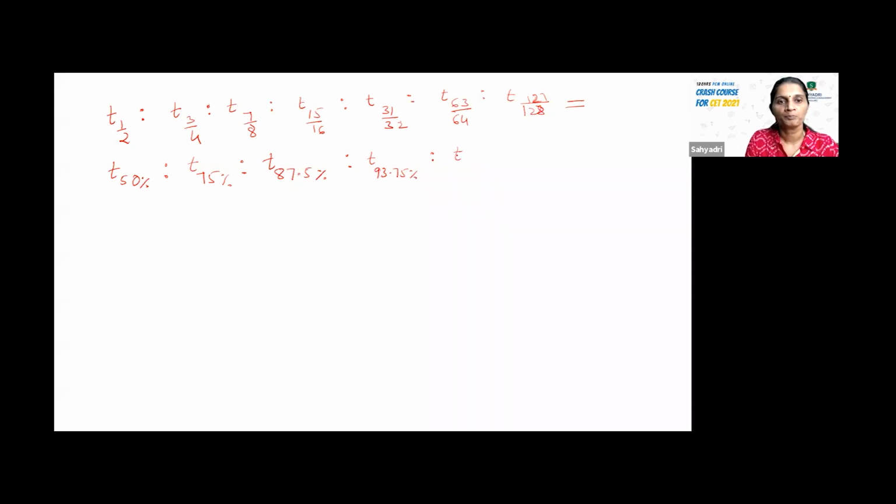Next, T 31/32. You can calculate quickly. You have the calculator with you, right? 31/32 is 96.875%. Next, 63/64 is 98.43%. Right. Next, last one, 127/128, 99.21%. See, the gap becomes less and less, right? So 99.21%, like that, you can calculate some more.